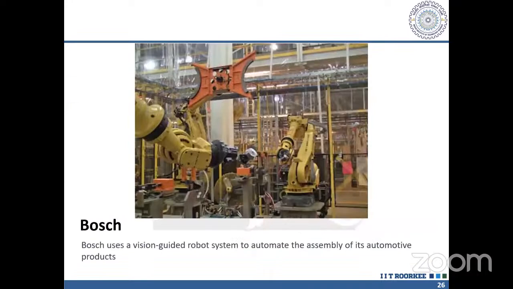Bosch is a leading technology company that implemented Industry 5.0 in its manufacturing process. They're using a vision-guided robotic system to automate the assembly of its automotive products. The system uses computer vision to identify the parts and uses a machine learning algorithm to optimize their assembly process. They also increase the efficiency and improve product quality by using this computer vision and machine learning algorithm. So these are the companies which successfully implemented Industry 5.0 in their manufacturing processes.